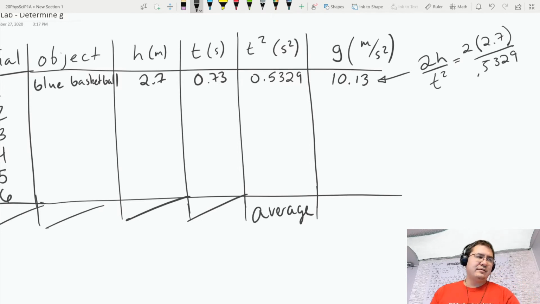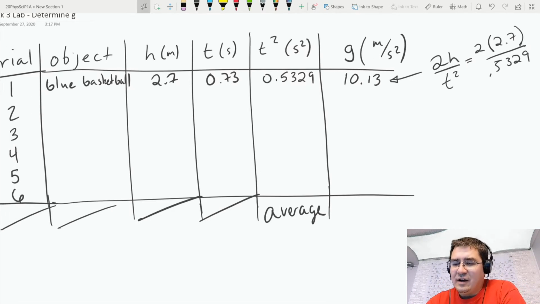And I got a value of 10.13. So you can confirm. You guys should check on your calculator. Double check. You can type in 2 times 2.7, and then divide by 0.5329. You should get a value of 10.13. Now that's our estimate of G for one trial.